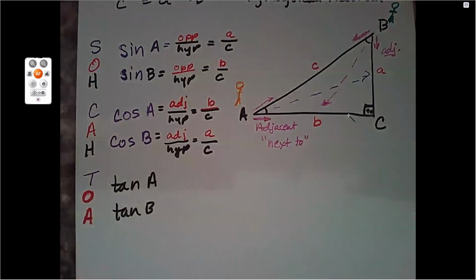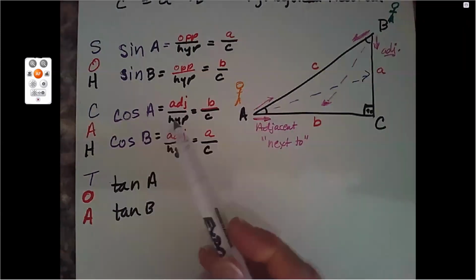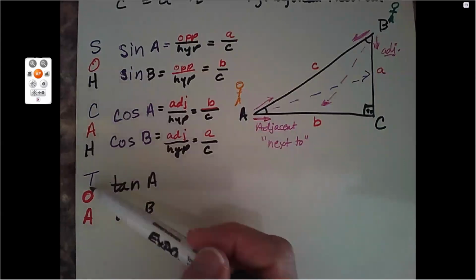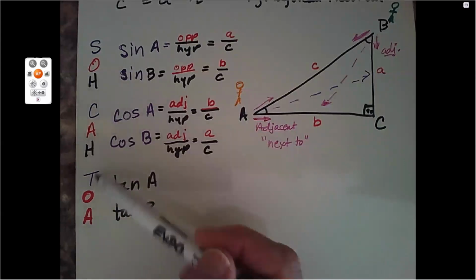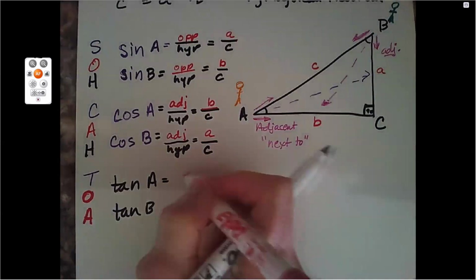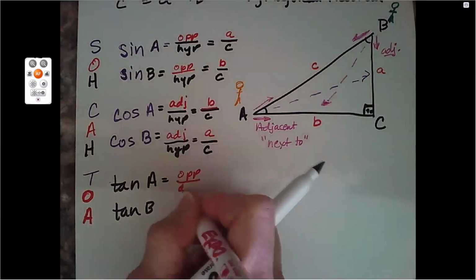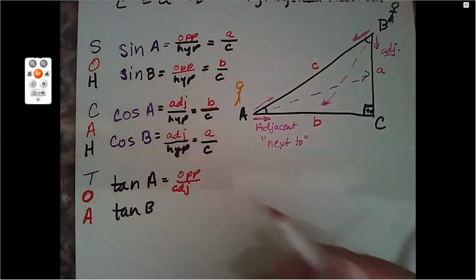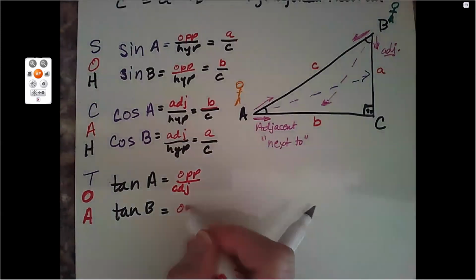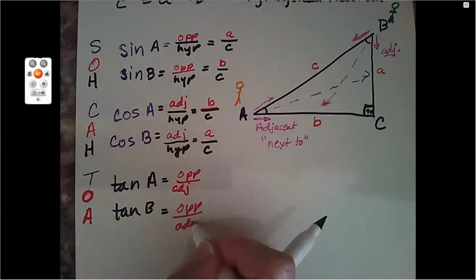Okay, so the tangent function has the same sort of behavior, but one little difference. It doesn't end in H, right? So TOA has an O and an A. So tangent is equal to the opposite over the adjacent. So it's two sides instead of one side and the hypotenuse. Tangent from B is also opposite over adjacent. The only thing that changes is perspective.